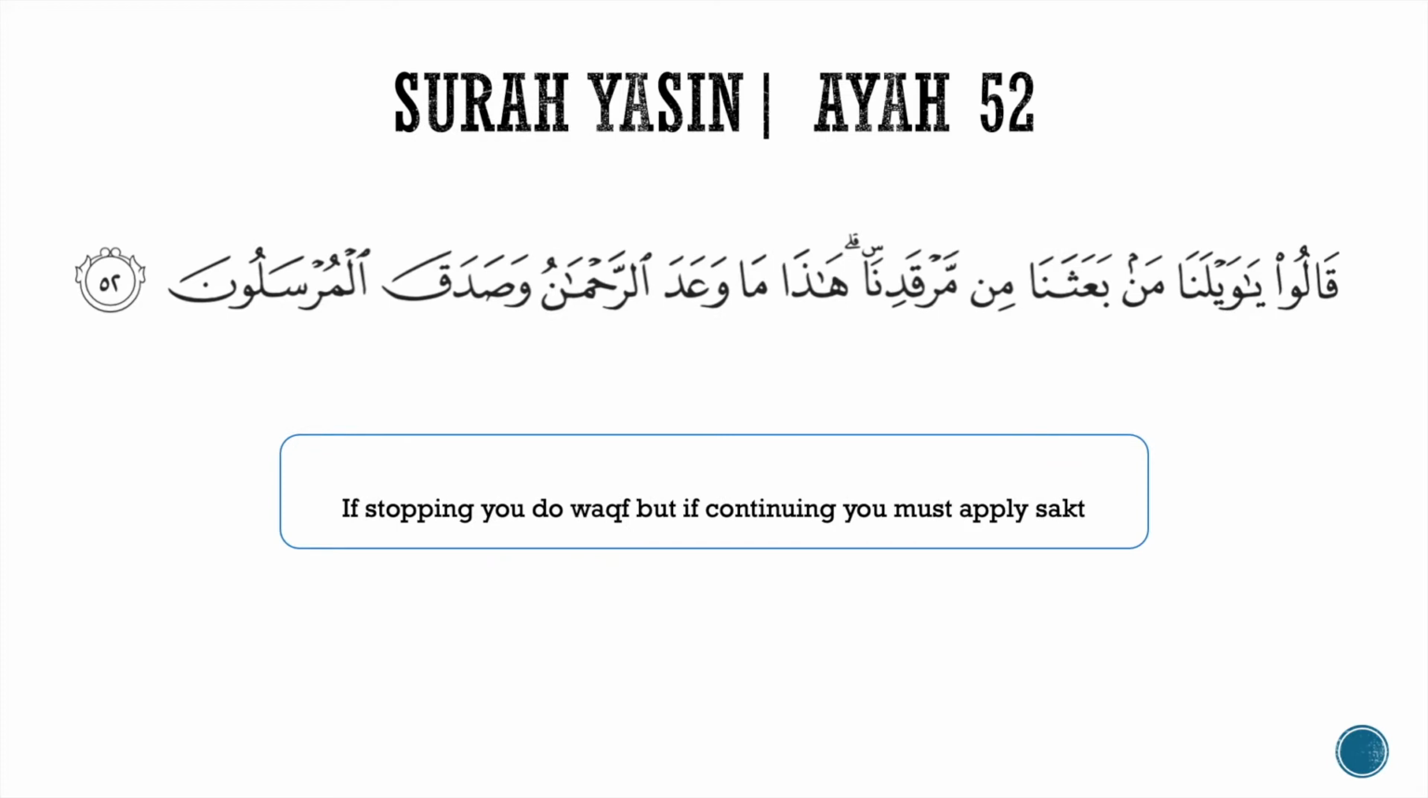The second example is of Surah Ya-Sin, Ayah 52. So again, you can see the word marqadina. It has a small sin sign on top, which is sakt, and also it has a qili sign, which means that it is better for you to stop here.